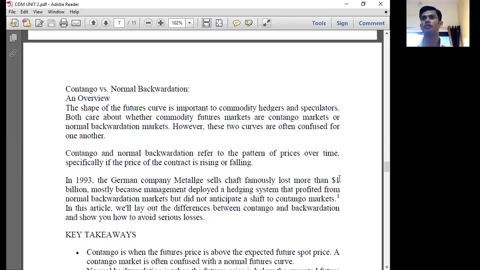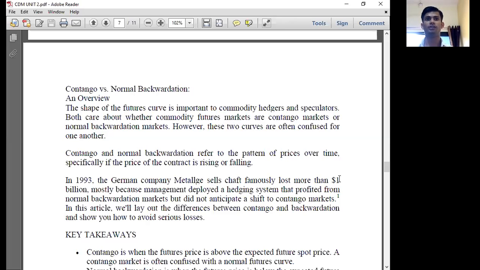These two curves are the often confused for the one another. ते काय करतात, दोघांना कम्प्युटर करतात एका दुसऱ्यांना. Contango and the normal backwardation refers to the pattern of price over time, specifically if price of contract is rising and falls. In short, खालच्या लाईन मध्ये बघा एक्सप्लेन केलेलं आहे. Contango and normal backwardation refers to the pattern of price over, कशामध्ये फ्युचर कॉन्ट्रॅक्ट मध्ये pattern of price over time, specified if the price of the contract is rising, it means increasing rise, or falls. Falls means backward. आता increasing rise कशामध्ये येतो, contango मध्ये. नॉर्मल बॅकवर्डेशन मध्ये येणार आहे falling.